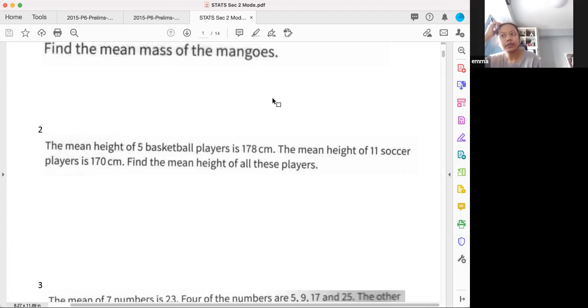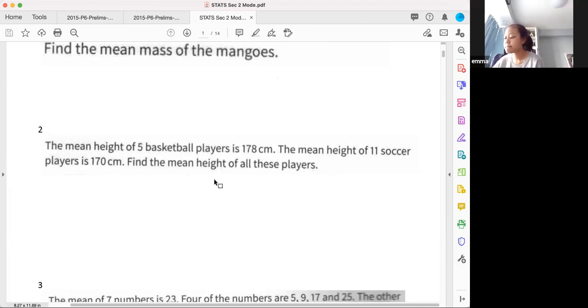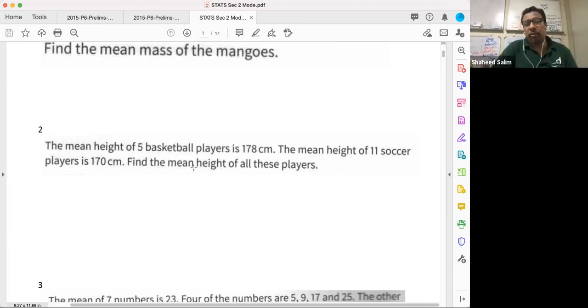Do I have to times the number of players? You have to. Okay, so you want to find the mean height, the average, right? So what you must find is the total height of all the players divided by the number of players. So that means you must find the total height of the basketball players and the total height of the soccer players.